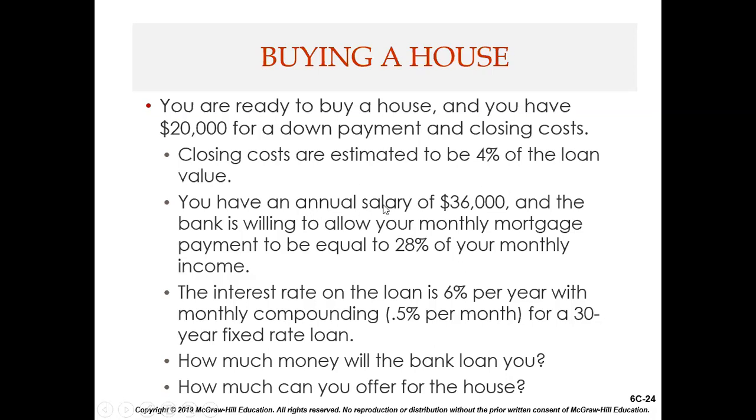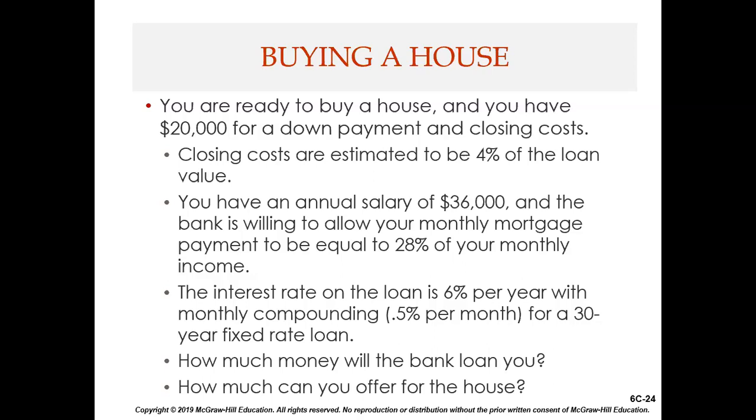You have an annual salary of $36,000, and the bank is willing to allow your monthly mortgage payment to be equal to 28% of your monthly income. So let's calculate that right now. $36,000 times 0.28. So your mortgage can be up to $10,080 per month. The current interest rate is 6% annually, which, if you take 6% divided by 12, is 0.5% per month for a 30-year fixed rate loan. Because mortgages, you don't make once a year payments, you make monthly payments.